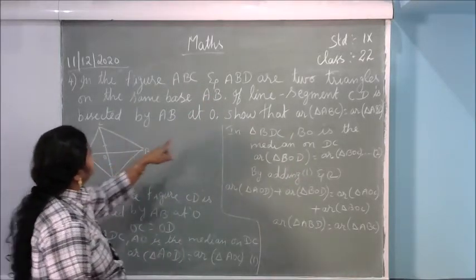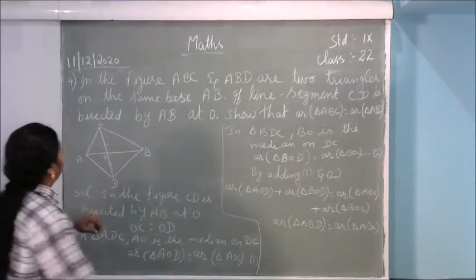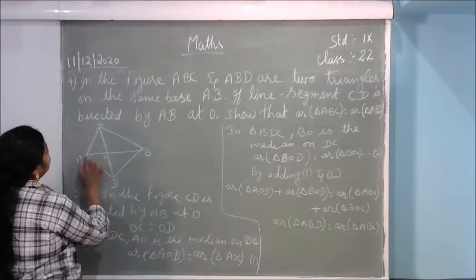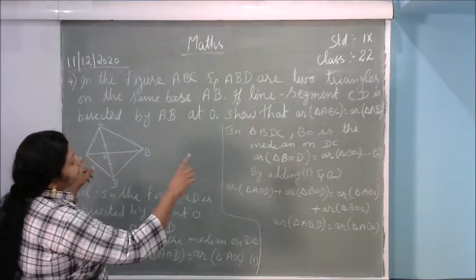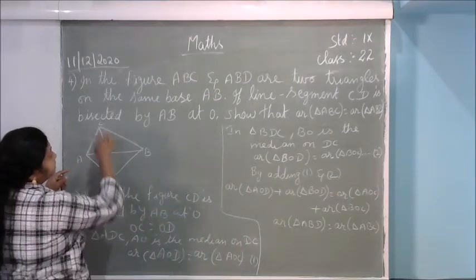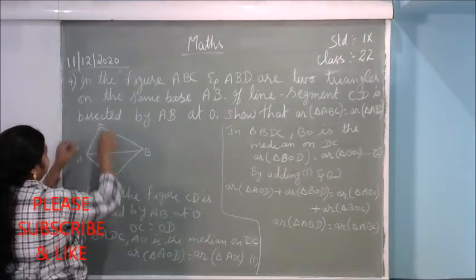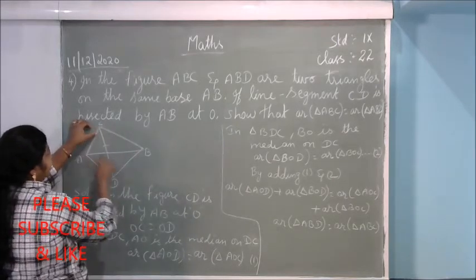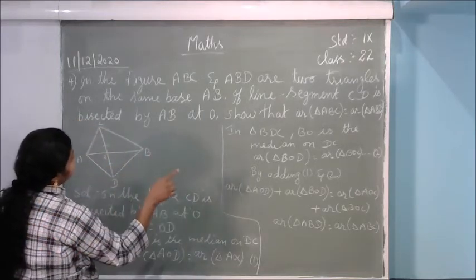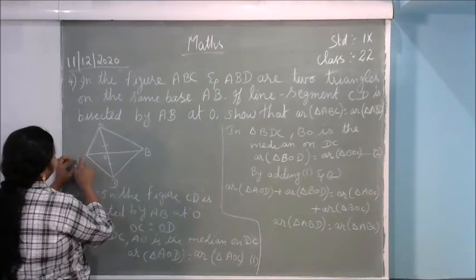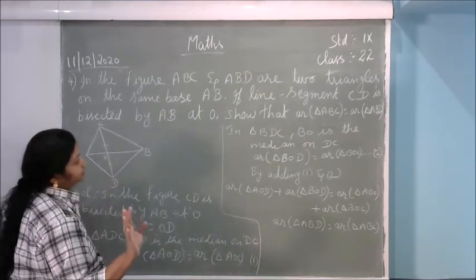ABC and ABD are two triangles on the same base AB. This triangle and this triangle have the same base AB. The line segment CD is bisected by AB at O. Show that area of triangle ABC is equal to area of triangle ABD, you have to show.